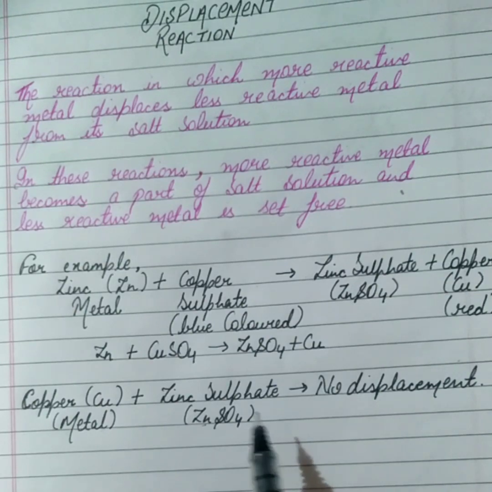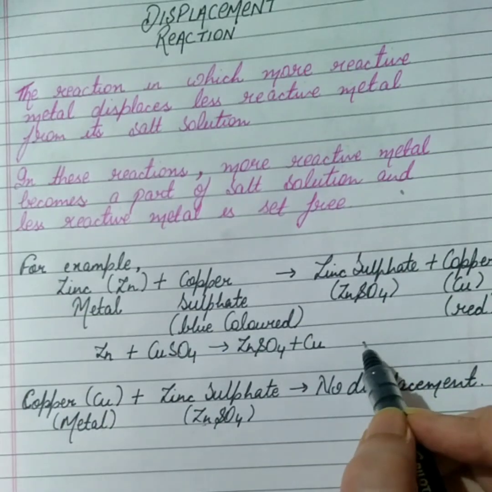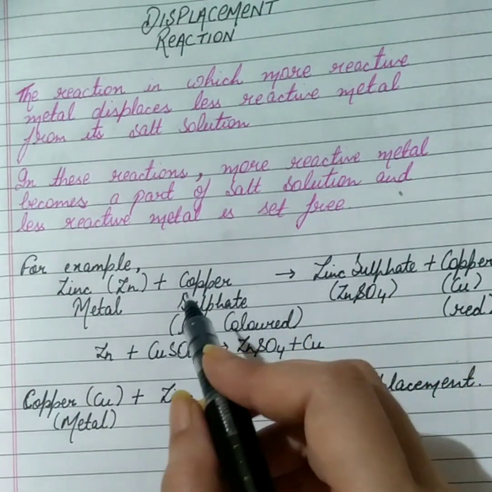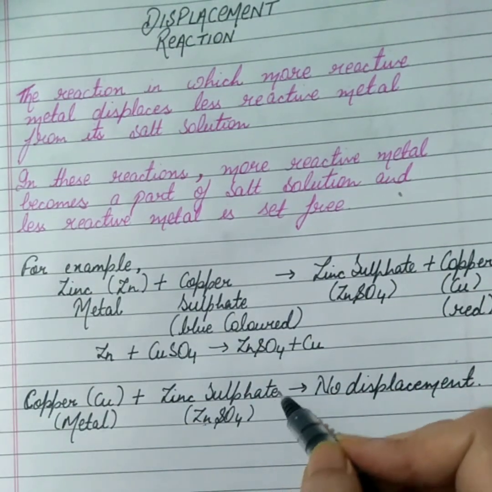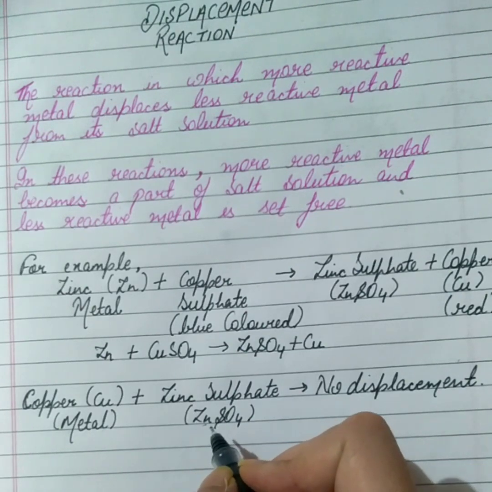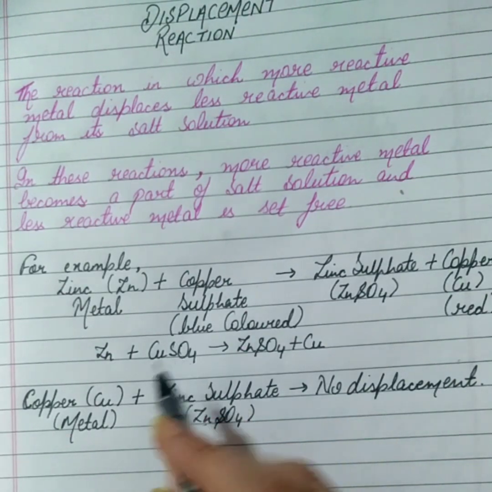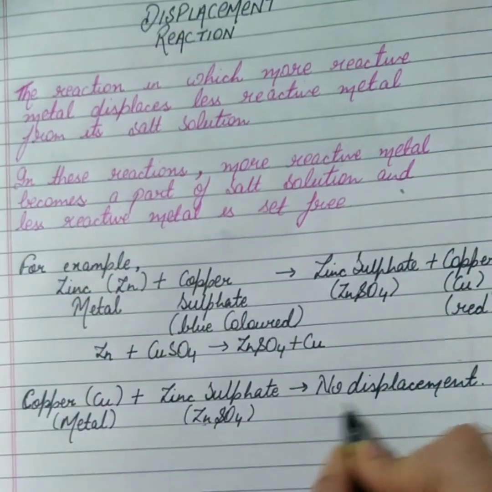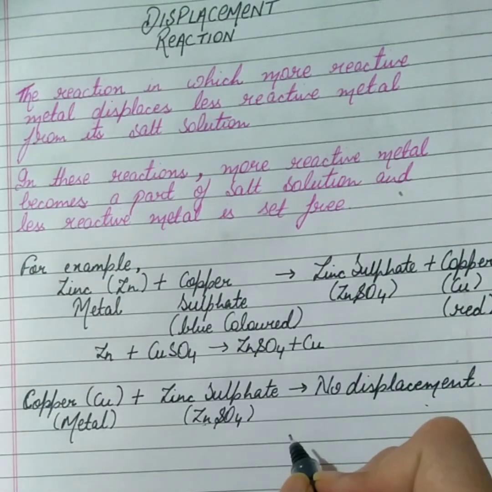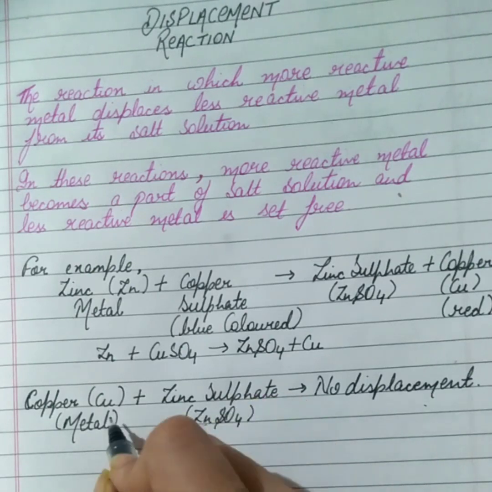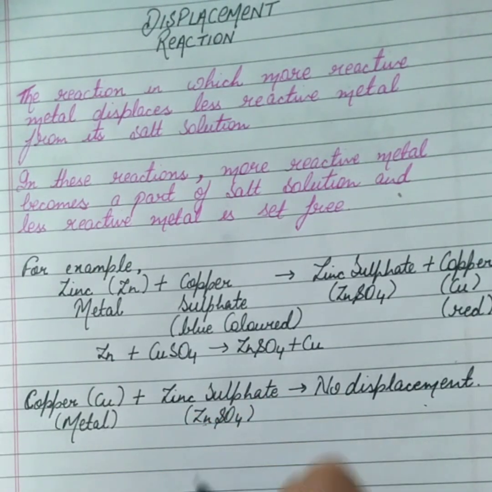Again, if we talk about it, zinc metal displaces copper metal from copper sulfate solution because zinc is more reactive than copper. Now if we talk about the next reaction, copper is less reactive than zinc. So when we place a strip of copper metal in zinc sulfate solution, then no displacement occurs because it is very obvious from the reactivity series that zinc is more reactive. So the sulfate solution remains as it is without any change.